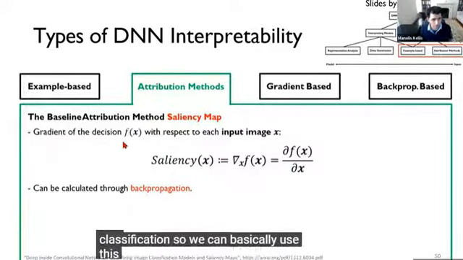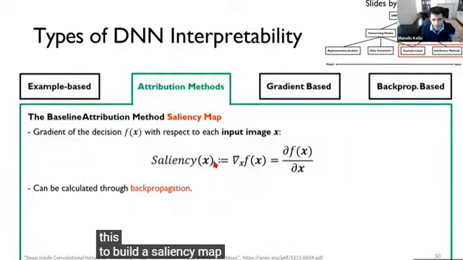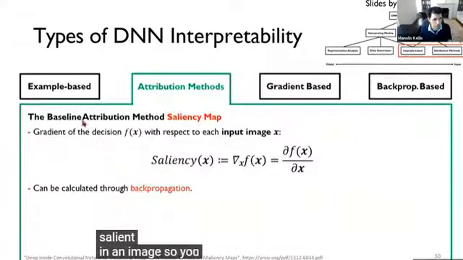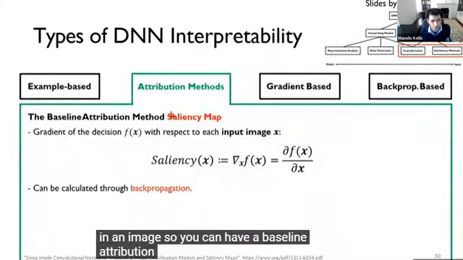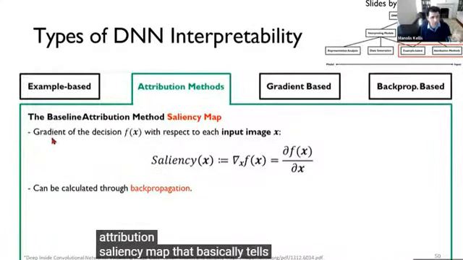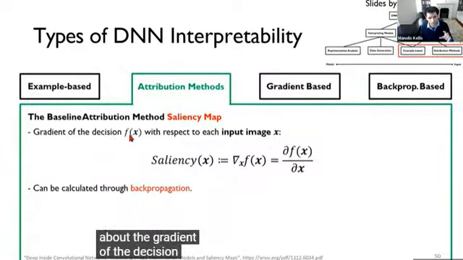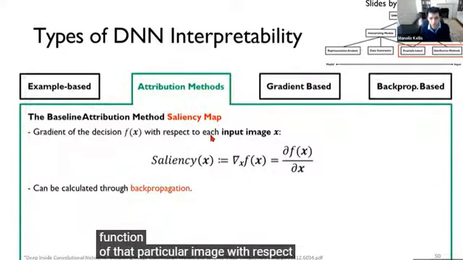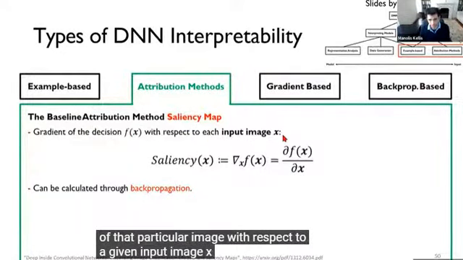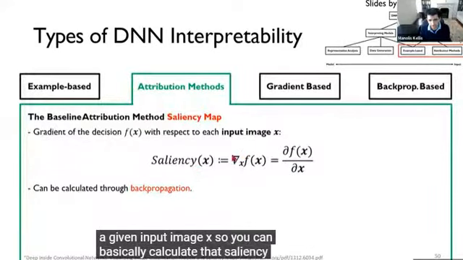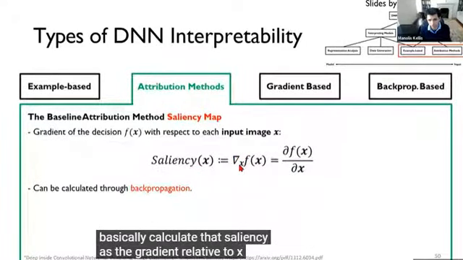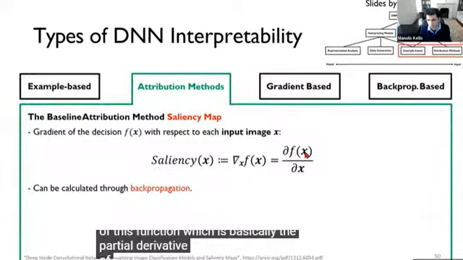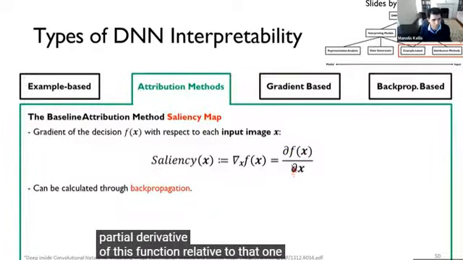So we can use this to build a saliency map that tells us what are the pixels that are the most salient in an image. You can have a baseline attribution saliency map that tells you about the gradient of the decision of the classification function of that particular image with respect to a given input image X. You can calculate that saliency as the gradient relative to X of this function, which is the partial derivative of this function relative to that one particular image.